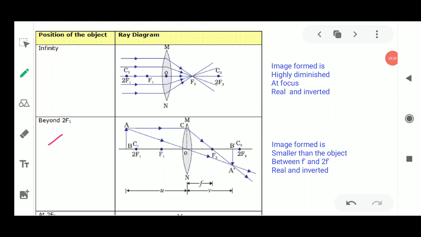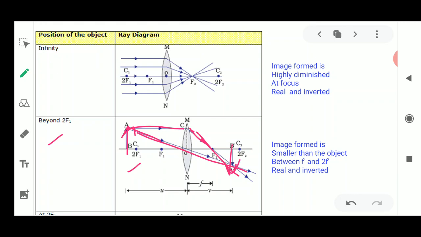So next we go on to the next position of the object, where we have placed the object beyond f1. Beyond f1 means this one. So it is beyond the center of curvature, if we are keeping the object here. Now we follow the first rule: whenever a ray of light parallel to the principal axis strikes the lens, it refracts and then passes through the focus. Next, whenever a ray of light passes through the optical center, it passes undeviated to the other side. Now we can see that where the two rays of light meet, there the image will be formed.